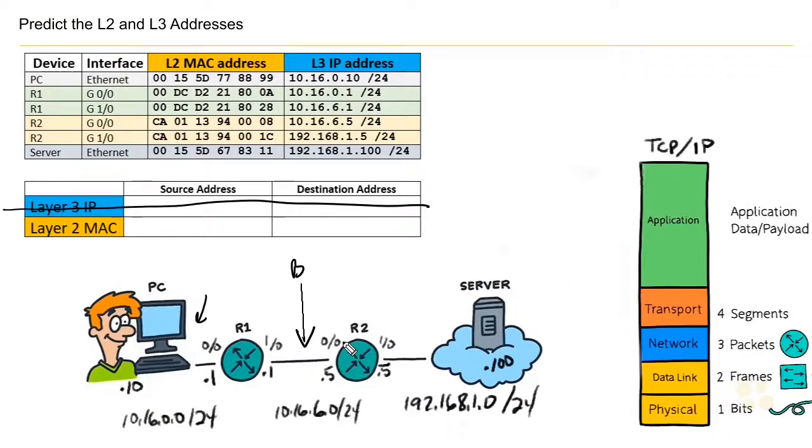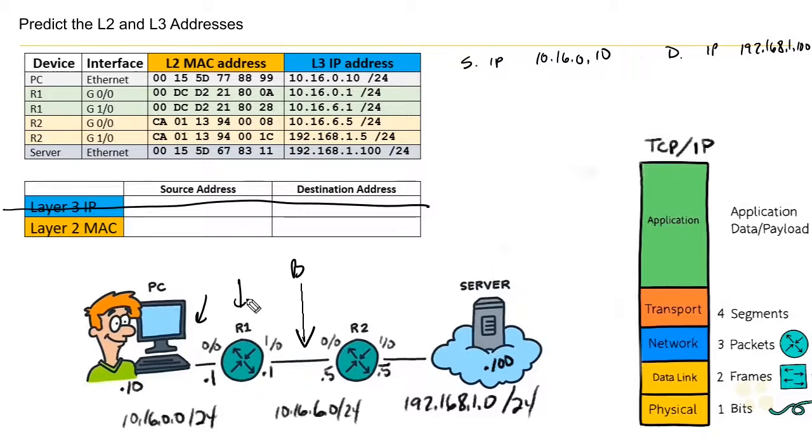So take a moment right now, think this through, come up with your prediction on what you believe the layer 2 address would be for the source and destination picked up at point B in the network, and then resume me and we'll take a look at the answer together. All right, let's compare notes.